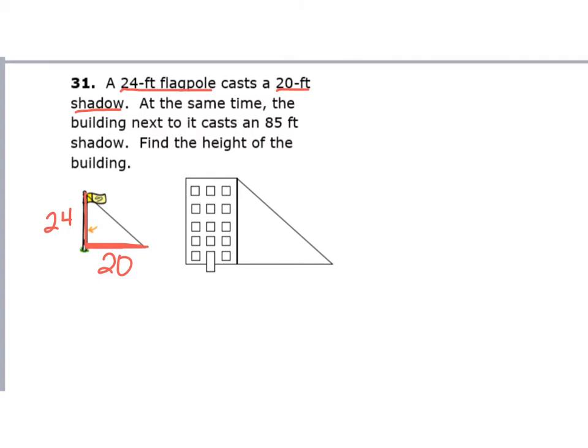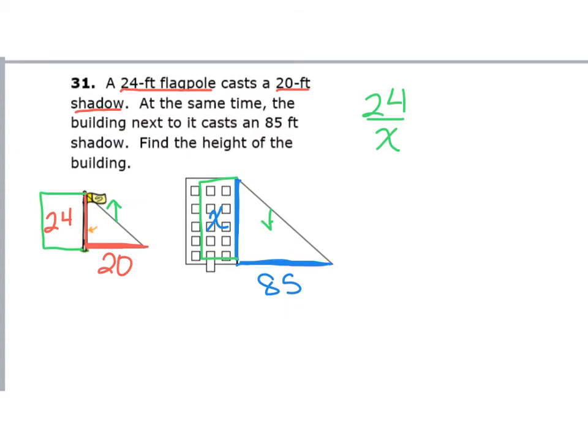as I keep reading, at the same time, the building next to it casts an 85-foot shadow. So on the building, this shadow, which is on the ground, because that's where shadows are, is 85 feet. And I want to find the height of the building. So how tall is this building? Okay, so now what we want to do is just compare like things, okay? So I'm going to compare the height of the flag to the height of the building. So 24 to x. And then what you might want to do, just so you don't forget, put your up arrow and your down arrow, okay?